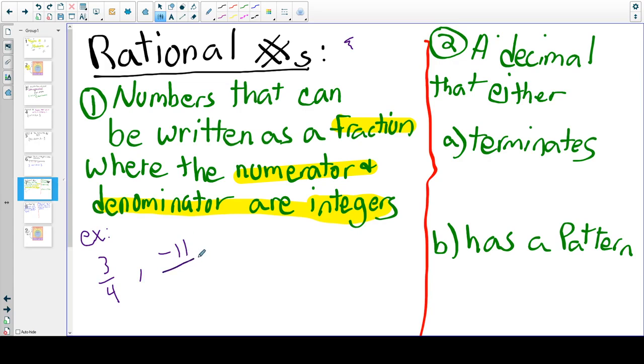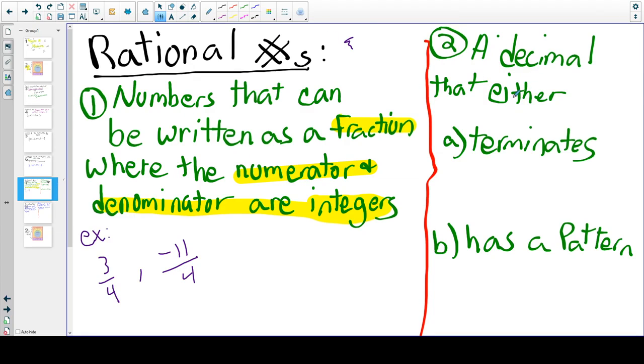How about, let's say, -11 divided by 4. Is this a rational number? Well, it's a fraction. The numerator is a negative whole number, and the denominator is a positive whole number. So they're integers. So this must be a rational number. Okay? So that's one way we can define a rational number.